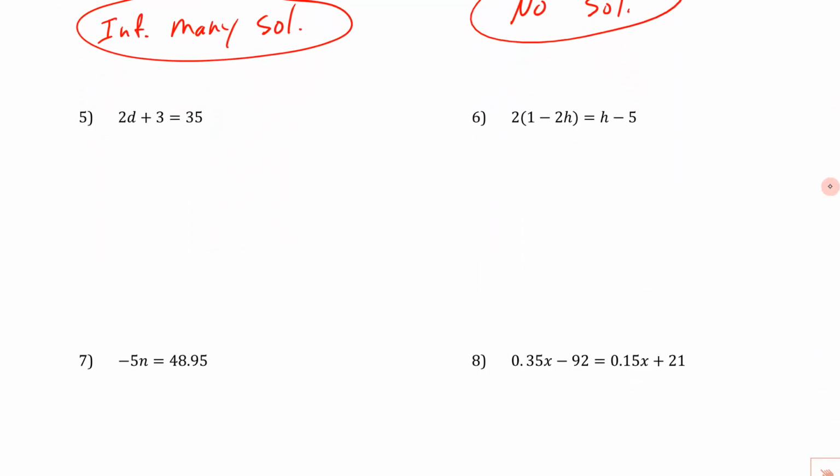Let's take a look at the next one. Here's the variable term. We're going to isolate that. I'm going to do that by subtracting 3 on this side and subtracting 3 on this side. So we get a 2d over here. On this side we get a 32.